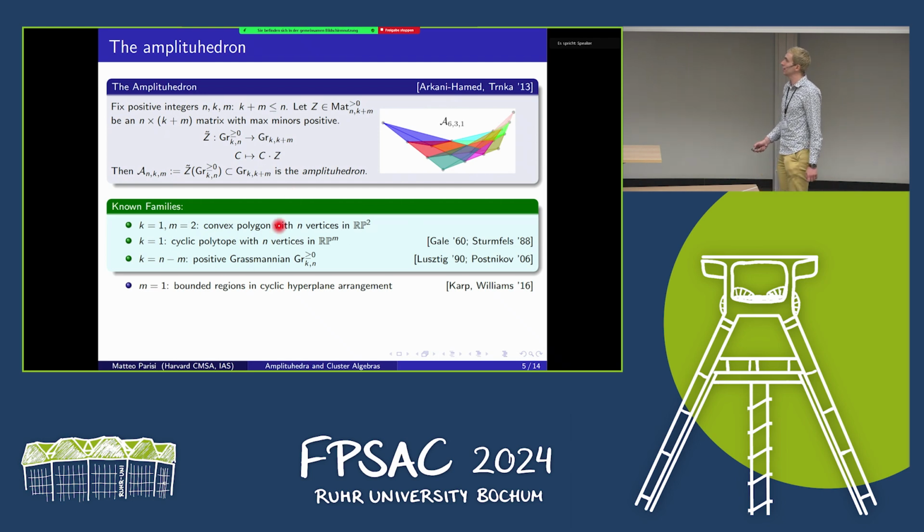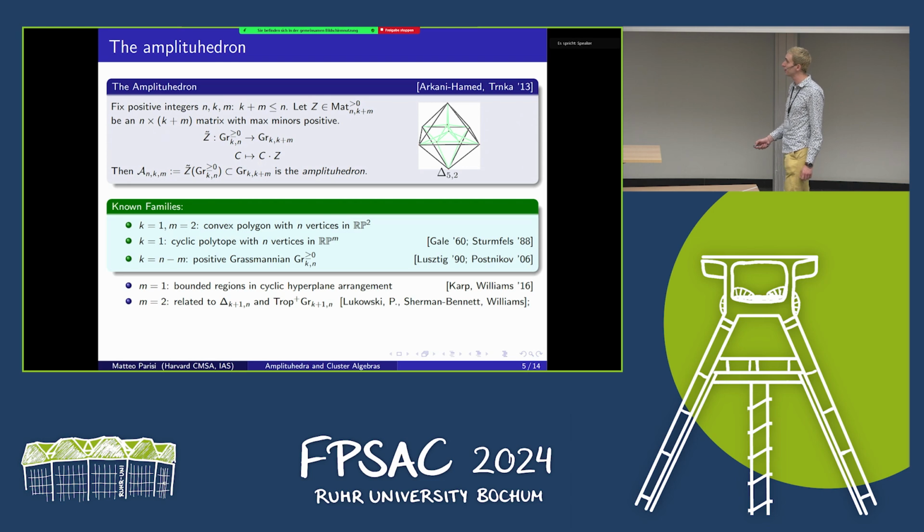There have been studies for other values of the parameters. For m equals 1, we have the last case for which this object is actually linear, or polytopal. It was proved by Karp and Williams in 2016 that this is a bounded region in a cyclic hyperplane arrangement. For m equals 2, the object is nonlinear. However, with my collaborators, we showed that the combinatorics is related to the combinatorics of the hypersimplex and the tropical positive Grassmannian. So if you're interested in these two objects, you have further reasons to learn about the amplituhedron.